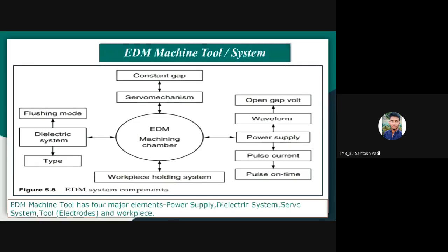Normally here I will tell that only four major components are there. Now, which are the four? First is the power supply. Then second is your dielectric supply. Third is your servo mechanism or servo system, and the fourth is your tool and the workpiece, that means the electrodes. So that part we will discuss here.